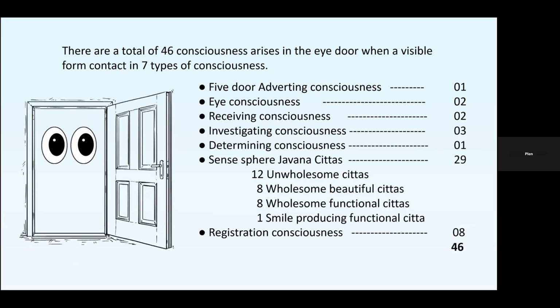We have 1 citta, eye consciousness 2, receiving consciousness 2, investigating consciousness 3, determining consciousness 1, sense sphere javana citta 29, and registration consciousness 8. So altogether, we add up to 46 consciousness that will arise in the eye door.